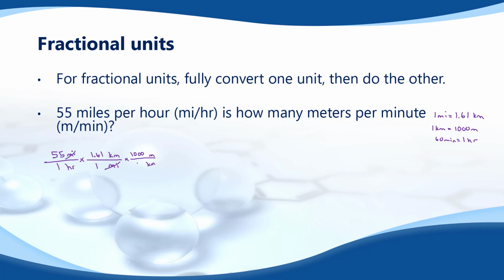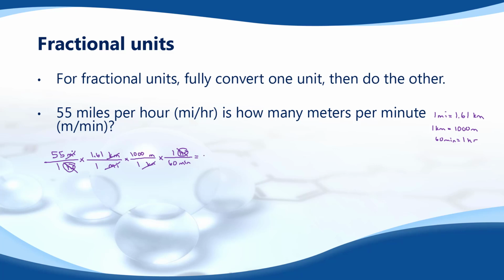I am now in meters per hour, right? My miles and kilometers canceled. I'm left with meters. My hour hasn't changed. Now I'm going to convert my hour. My conversion factor for hour is that 1 hour is 60 minutes. Since I need hour to cancel from the denominator, I'm going to put it in the numerator. So I'm going to do 1 hour divided by 60 minutes. The units I have left over are meters and minutes. That's what I want my answer in, which means when I plug this in, I'm going to be done.